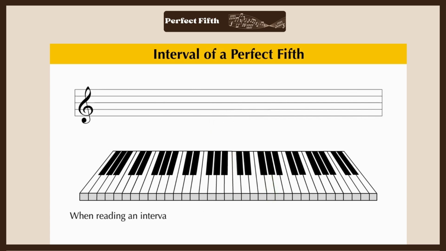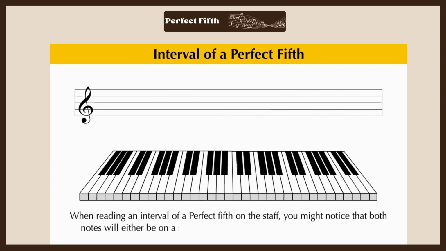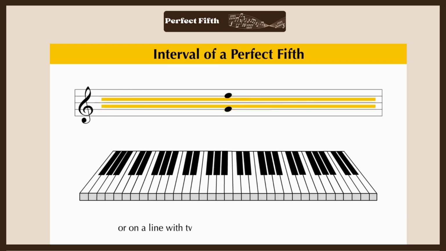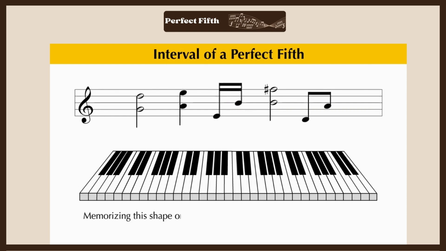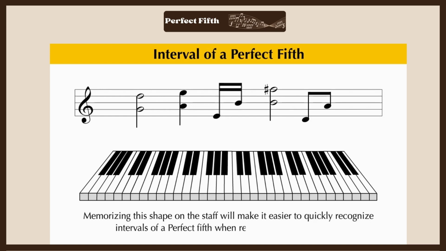When reading an interval of a perfect fifth on the staff, you might notice that both notes will either be on a space, with 2 lines and 1 space between them, or on a line, with 2 spaces and 1 line between them. Memorizing this shape on the staff will make it easier to quickly recognize intervals of a perfect fifth when reading and writing music.